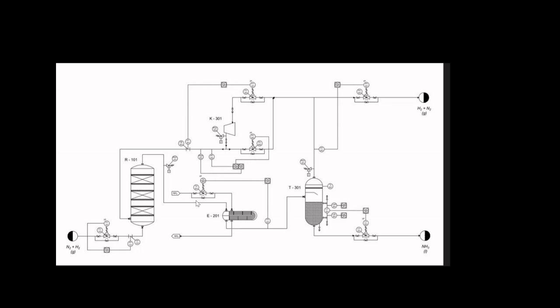We separate the ammonia by condensation in a heat exchanger. Then the mixture is sent to a KO drum. The liquid ammonia is separated and collected in the KO drum and is sent out of battery limits through a level control loop.